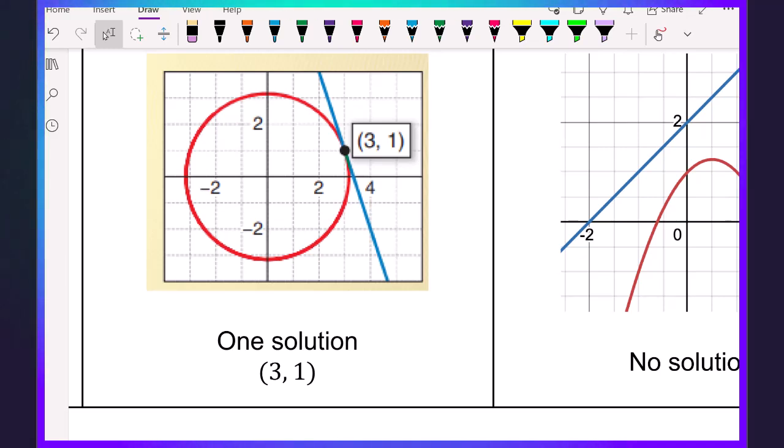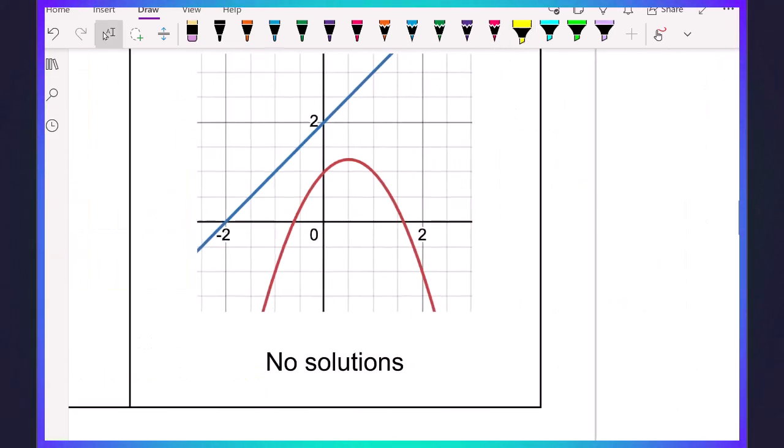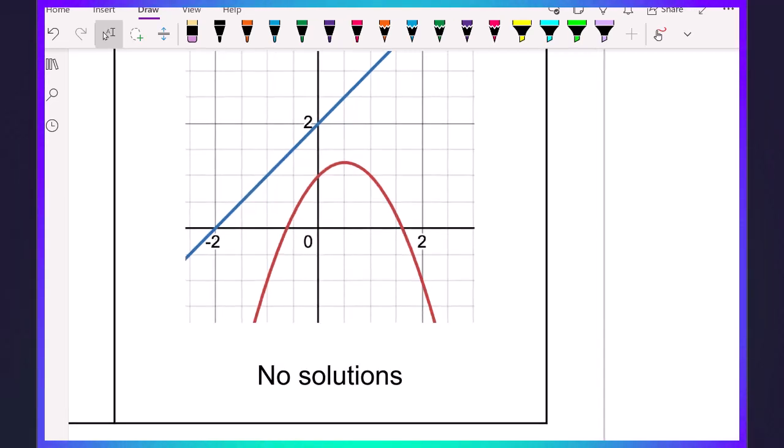Here we've got a linear equation and a circle. And I'll show you what a circle looks like in a minute, but it only intersects in one place, which means it's got one solution at (3, 1). And then over here we have a linear function with a quadratic function, and they do not intersect. So that would be no solution.